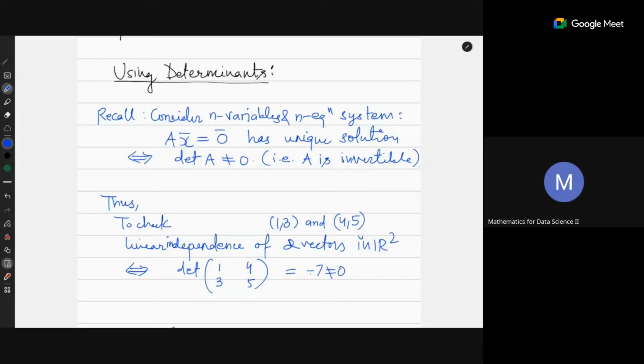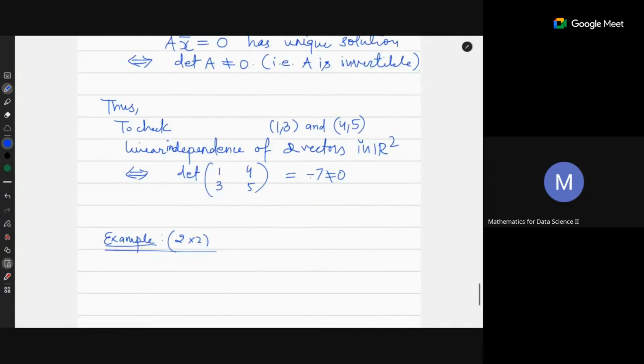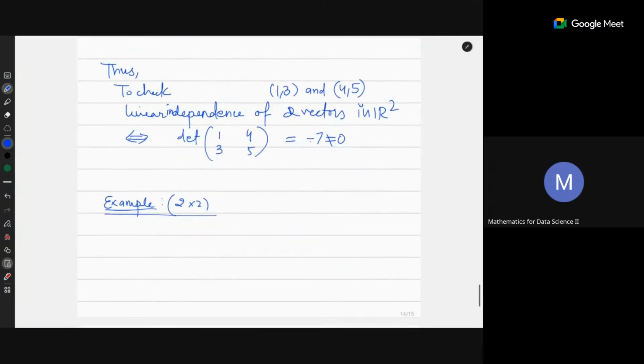So this is also another way to check independence, but this will only work when you have the number of vectors equal to the number of equations. Yes, exactly. You can generalize this in higher dimensions also.